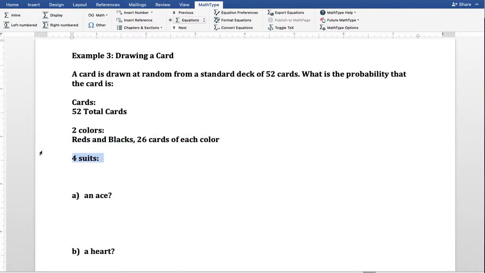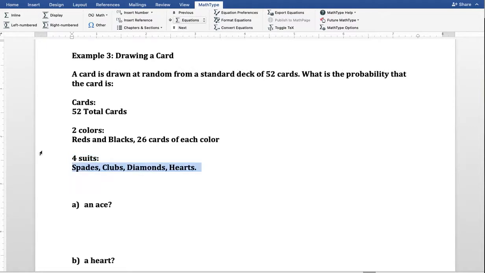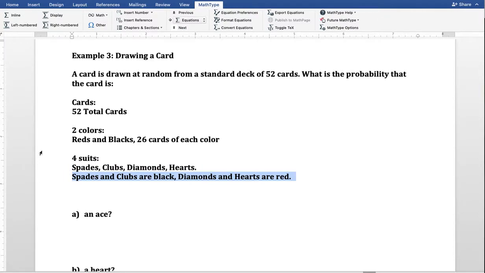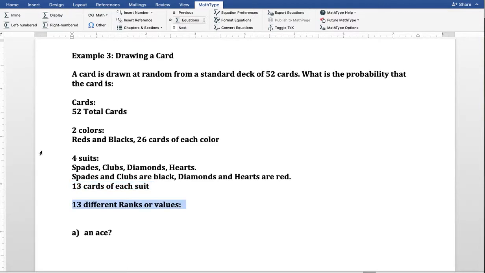Our colors are broken into suits. There are 4 different suits: spades, clubs, diamonds, and hearts. The spades and the clubs are black cards. The diamonds and the hearts are reds. So if there are 4 suits out of the 52 total cards, that means there are 13 cards in each suit. So there are 13 spades, 13 clubs, 13 diamonds, 13 hearts. In each suit, we have 13 different ranks or values, as we call them. That would be our ace, 2, 3, 4, 5, 6, 7, 8, 9, 10, jack, queen, and king.